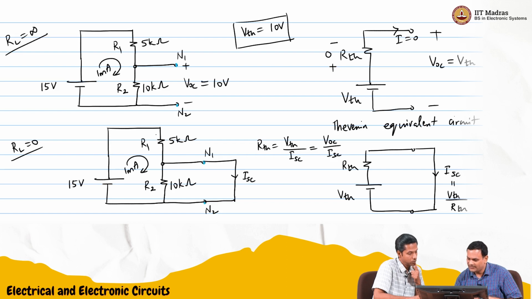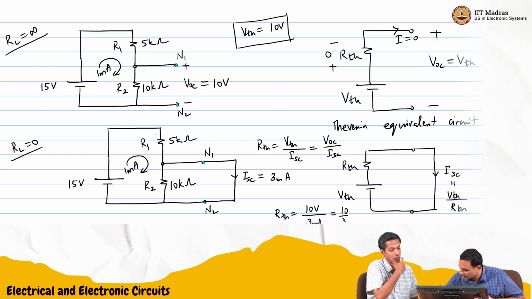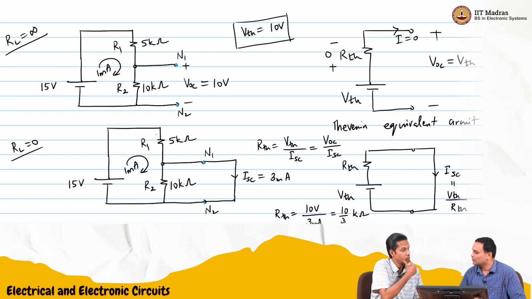The short circuit current in this case is simply 15 volts, so the 10 kilo ohms is bypassed. So it's 15 by 5, which is simply 3 milliamperes. From this network, we saw that RTH is VTH by ISC. So the RThevenin is 10 volts by 3 milliamperes. So this is basically 10 by 3 kilo ohms, 3.33 kilo ohms.